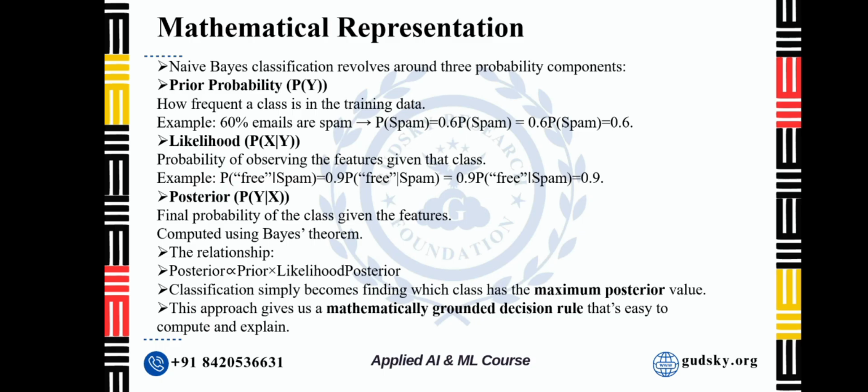The relationship is simple here. Posterior is proportional to prior times likelihood. During classification, the model calculates this for each class and picks the one with the highest posterior probability. What makes this beautiful is that it is mathematically grounded, interpretable and easy to compute. Even if you are not a math person, the idea is straightforward here. The model checks how likely your data is for each class, then picks the class that fits best. So naive Bayes doesn't guess, it reasons based on probabilities.